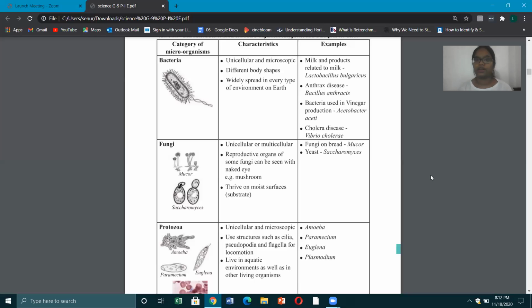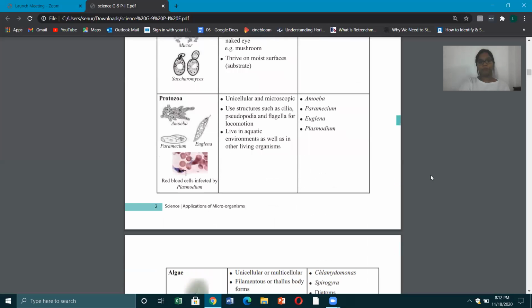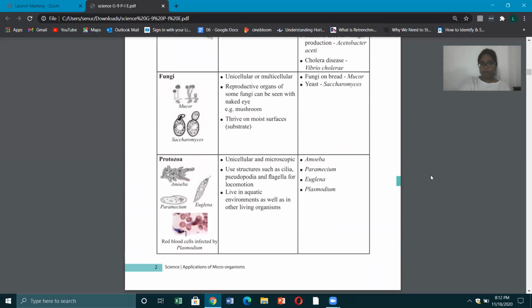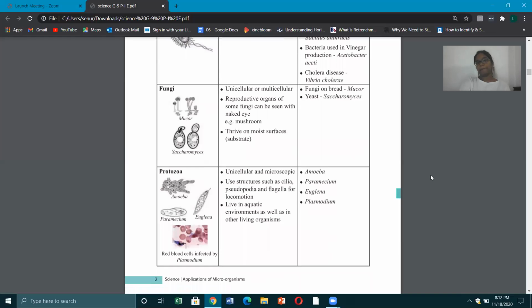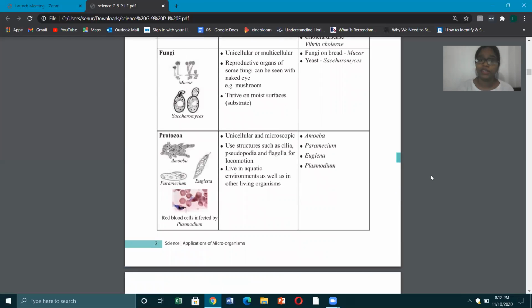And examples are, there can be fungi on bread like mucor and yeast. Yeast is a very good example for fungi, because when I was small, as soon as I heard the word fungi, what came into my mind was yeast, which is Saccharomyces. And then protozoa, they are unicellular and microscopic, and they use structures such as cilia, pseudopodia, and flagella for locomotion.